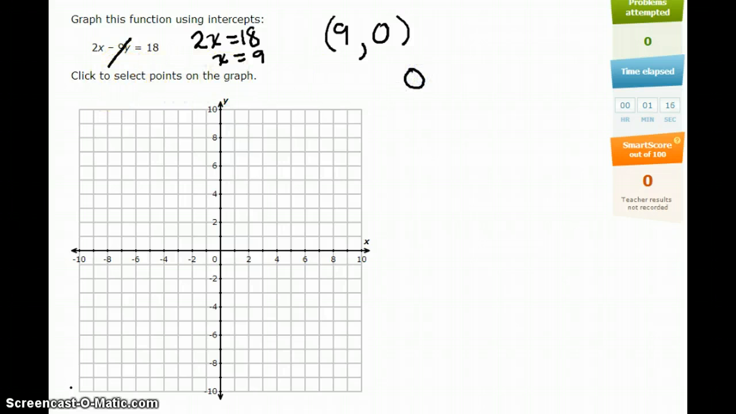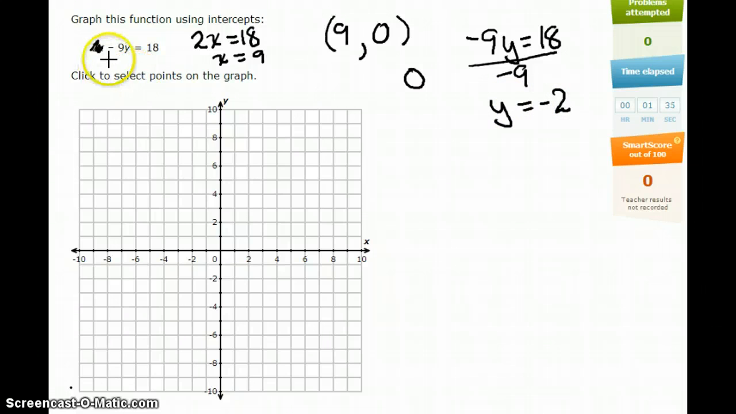And when x is 0, I know that I have negative 9y equals 18. Divide by negative 9, and I end up with y equals negative 2. Be very careful here that you don't drop the negative. Oops, got this backwards here. (0, negative 2). So now I have my ordered pairs.